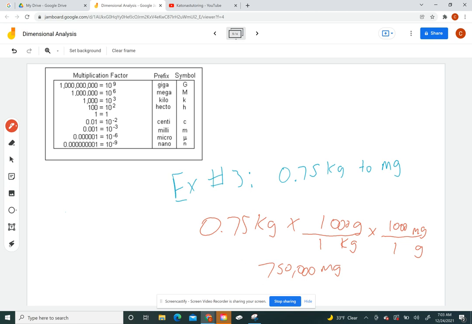Scientific notation. Anyway, hopefully this helped. This should have given you a nice little setup, a nice little roadmap on how to do dimensional analysis. This is probably the easiest way to start with dimensional analysis, and as you get more with it, you can kind of cheat some steps, but this is how I would do it if I was a beginner.